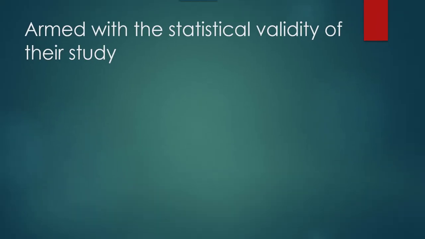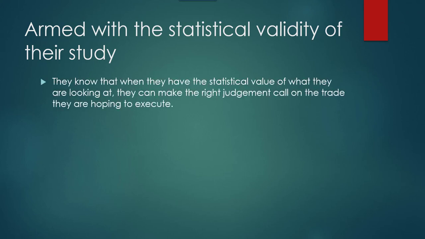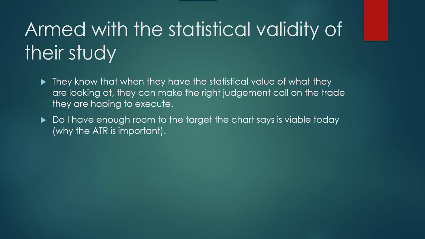So armed with the statistical validity of their study, they know the statistical value of what they're looking at, and they can make the right judgment call on the trade they're hoping to execute. Do I have enough room to the target the chart says is viable today? And that's why the ATR is so important.